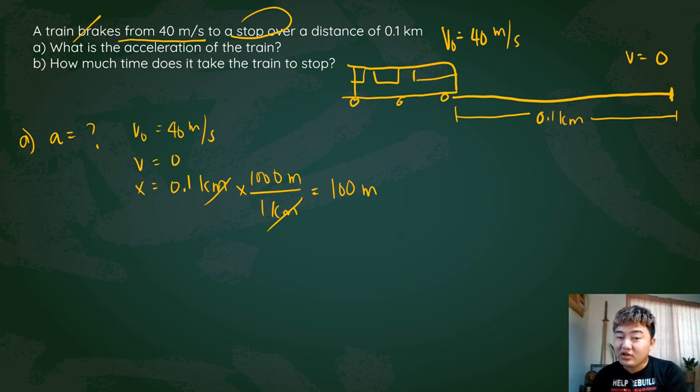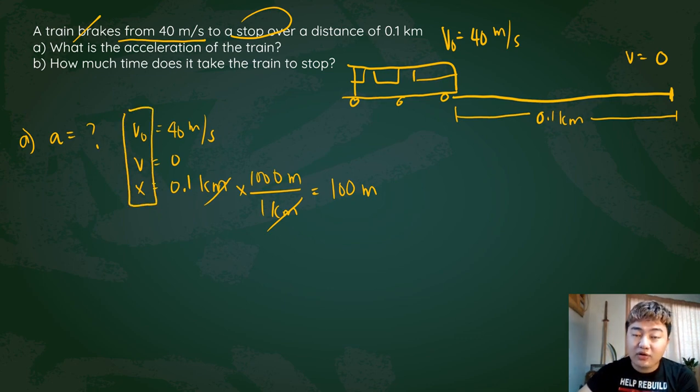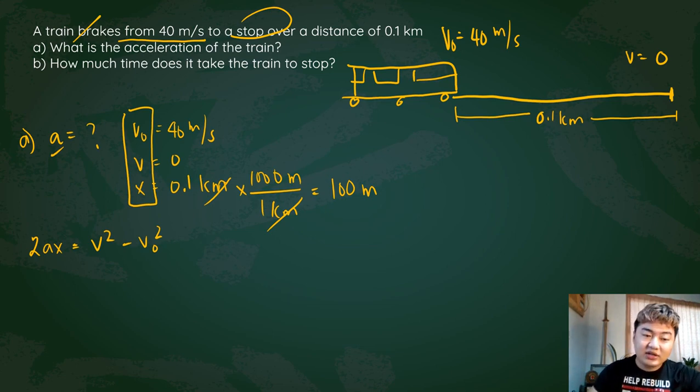So again, going back to what I've mentioned before, for you to be able to choose the equation to be used, you need to look into your known variables and the unknown variables. So you have initial velocity, final velocity, displacement, and acceleration. Now, what equation has these four variables? So the equation that contains these four variables is actually 2ax is equal to v squared minus v initial squared. If you have remembered our equation.